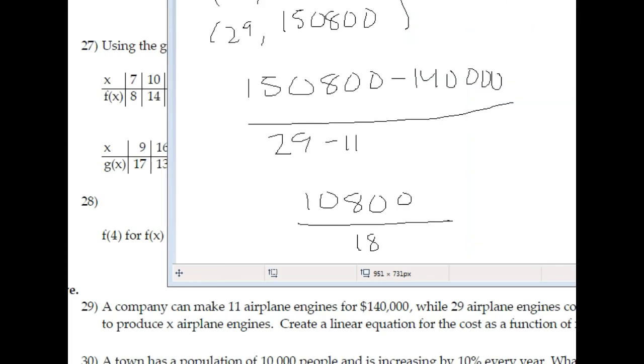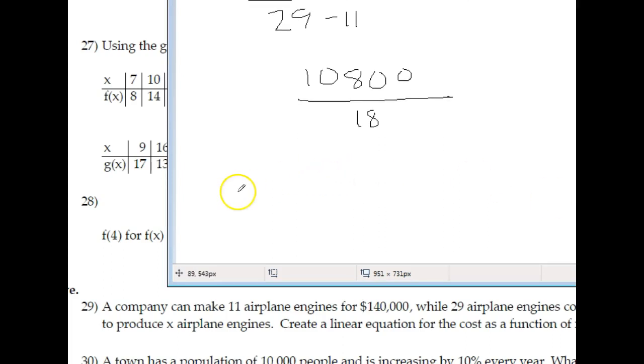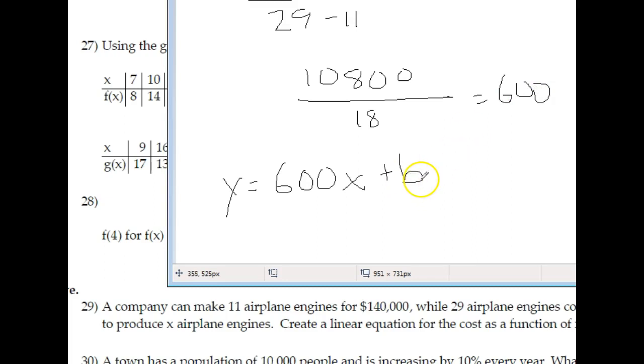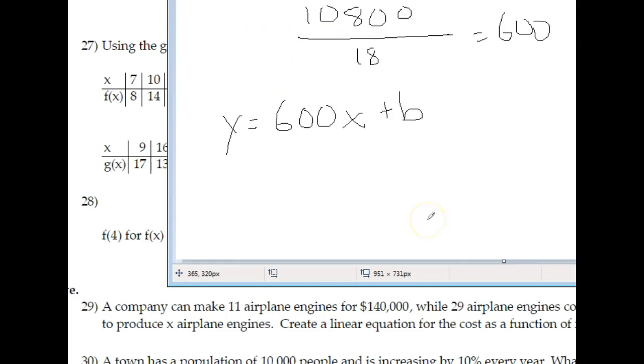Now what that slope of 600 means is that for every additional plane we make, it costs 600 extra dollars. So y equals 600x plus b. y equals mx plus b. We solve for the slope, 600. Now to completely get the equation of the line, we need to know what b is. We can plug in either one of our original points. And I'll just use this first one since the numbers are a little smaller.